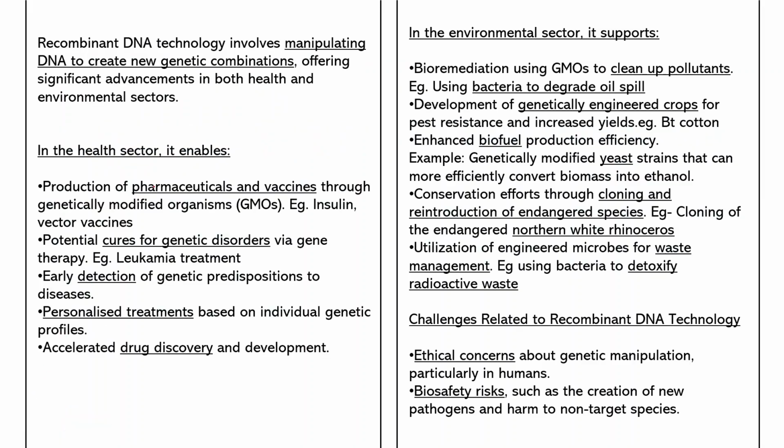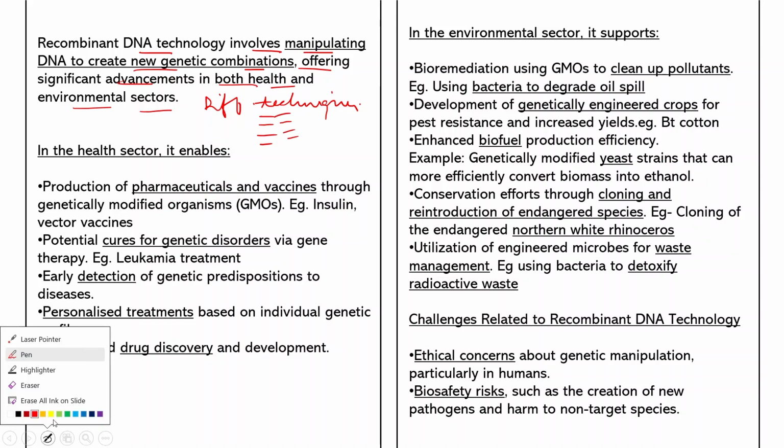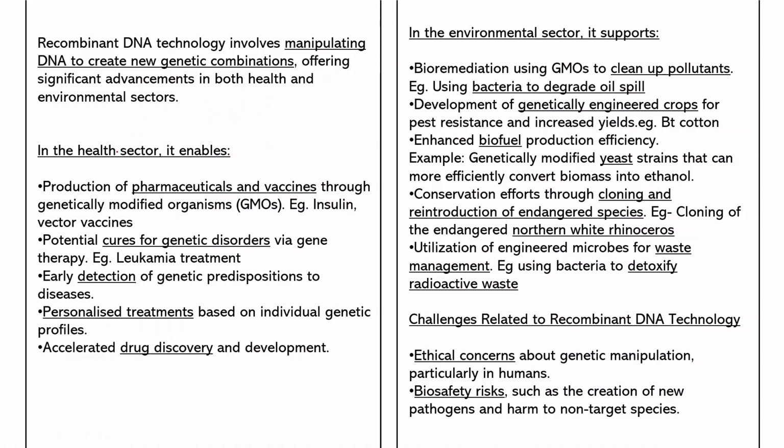First you start with defining recombinant DNA technology. It involves manipulating of DNA to create new genetic combinations, offering significant advancements in both health and environment sectors. Right. Now, if you want, after this, you can write about different techniques of recombinant DNA technology, like deleting a gene or inserting a particular gene, inserting a combination of genes. All those things, if you want, you can write. But the question is focused on applications in the health and environment sector.